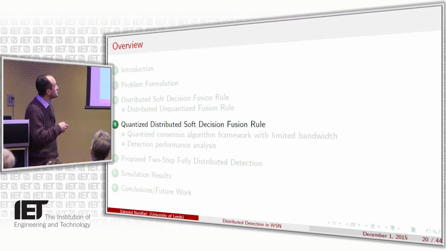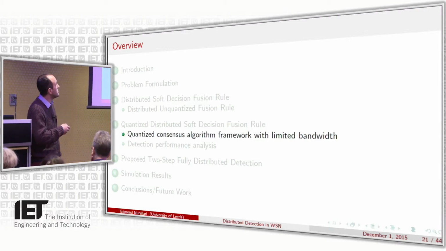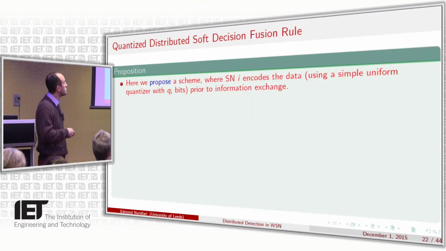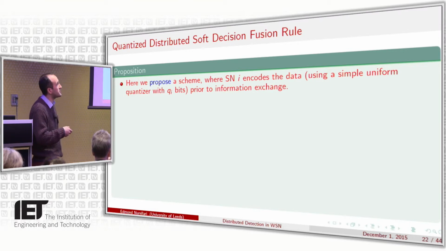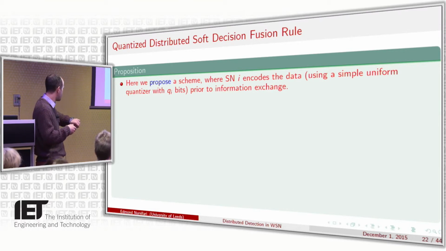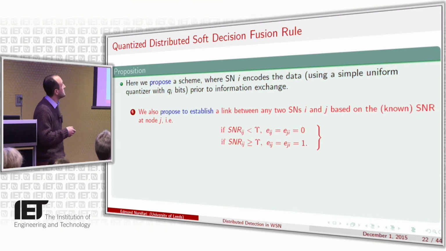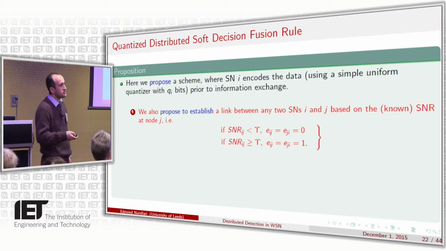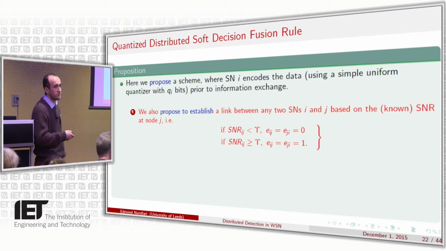The previous approach was assuming that the sensor nodes ideally communicate with each other, but that's not the case in practice. So that's why now we are looking at the quantized consensus algorithm framework with limited bandwidth. What we propose is a scheme where each of the sensor nodes i encodes the data using a simple uniform quantizer. We also propose to establish a link. In other words, we actually establish the communication topology among the sensor nodes as such.